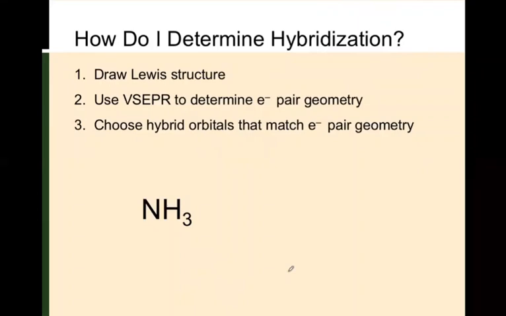So how do I determine hybridization? First, I draw the Lewis structure, and then I use VSEPR to determine electron pair geometry. Then I choose hybrid orbitals that match electron pair geometry.